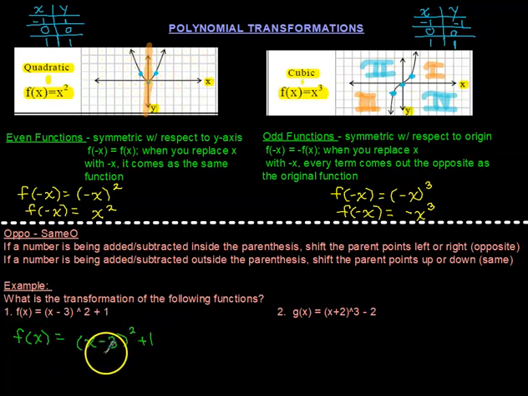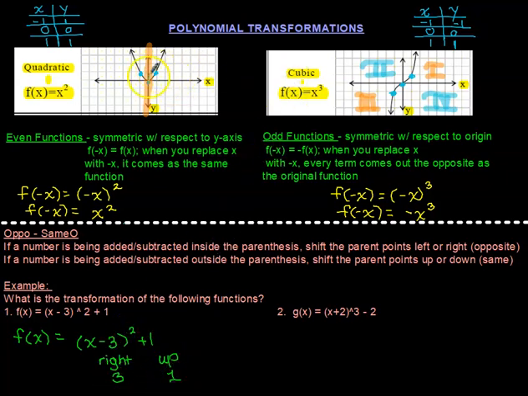Well, anything that's being added or subtracted inside of the parentheses, remember oppo-samo, you move to the left or the right, but you do the opposite. Negative 3, you would think you go to the left 3, but you do the opposite. So you're actually moving right 3. And the plus 1 that's being added outside of the parentheses means you shift those points up or down, but you do exactly as it says, so samo. Since it's plus 1, I'm moving up 1. But right 3 and up 1 from what?